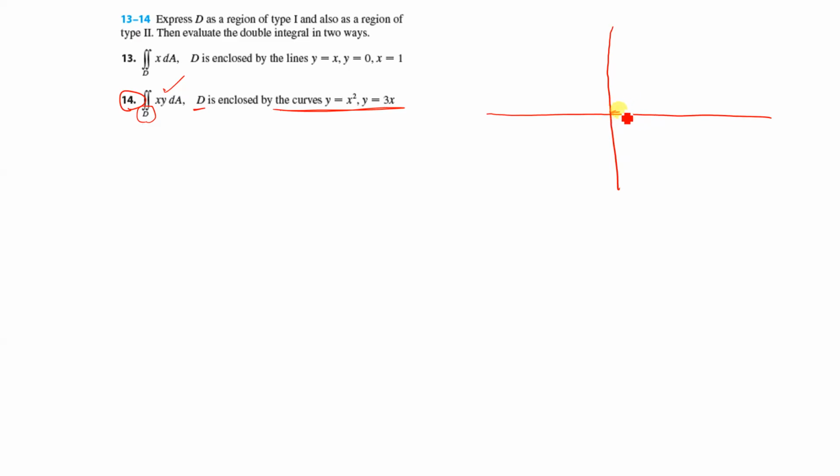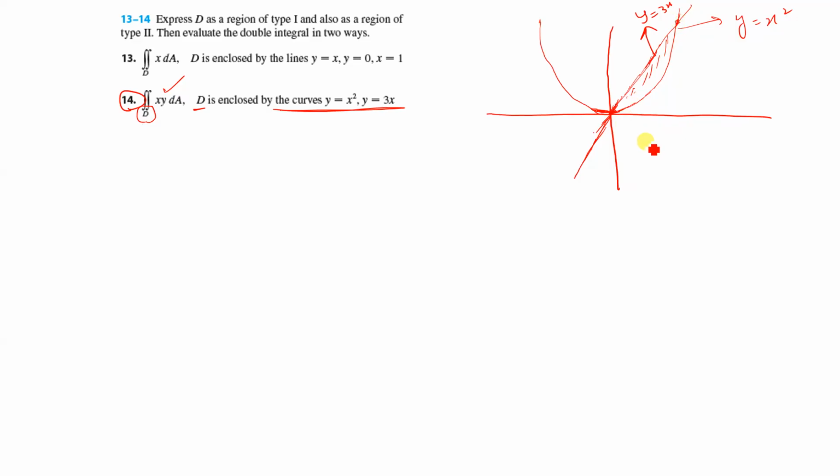So first of all, let's draw. We have y is equal to x squared. So this is the parabola like this. This is symmetric about the y-axis. So this is y is equal to x squared. And this is the line y is equal to 3x, with the gradient 3 and passing through the origin. Now we have to find these two points of intersection. Our region D is actually the region between these two curves. So this is the region D.